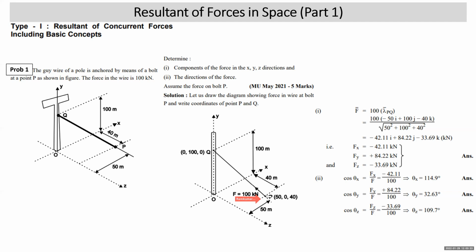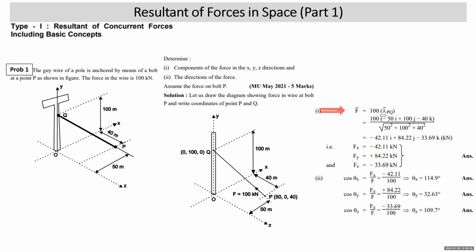We have to take the force acting at point P. So we have taken tension in the wire away from P, right? If it had not been mentioned, you could have taken it at Q, away from Q also. We have taken it right now away from P. Now, the magnitude of the force is 100 kilonewton. So you want to write the force in vectorial form. So what will that be?